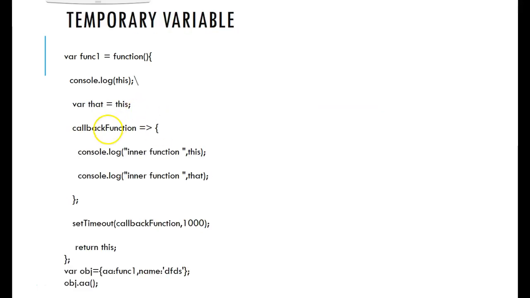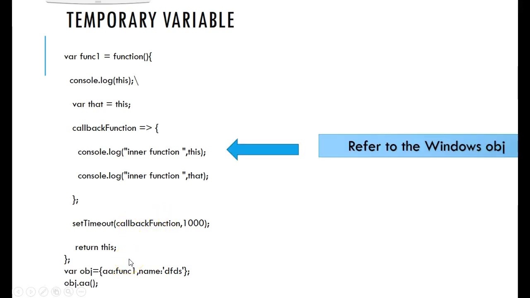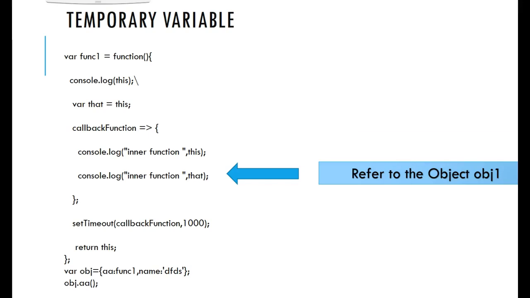In the case of a temporary variable, as I said earlier, we are not changing the context, but we are introducing a variable which will point to the parent context, and inside our callback method we can use the same variable to access the parent context or parent variables. You can see here I have introduced a parent variable, and since it is lexical scoping, it will be able to access that of the parent scope. So using this that, you can access the parent variables. Otherwise it is the same. This here will refer to the window object, because we have not changed the context. That will refer to the object context.